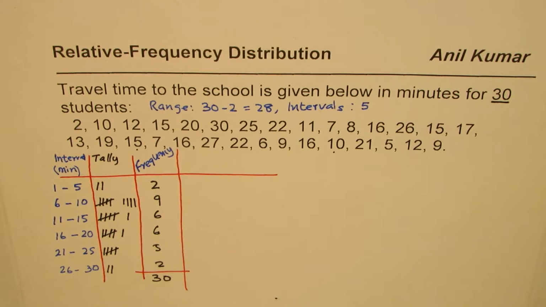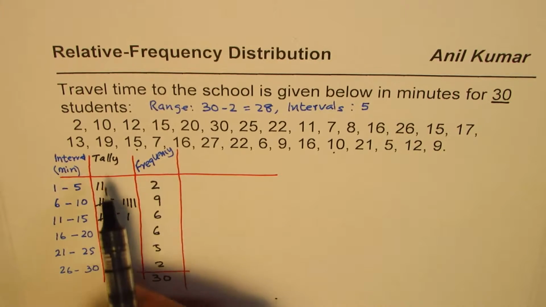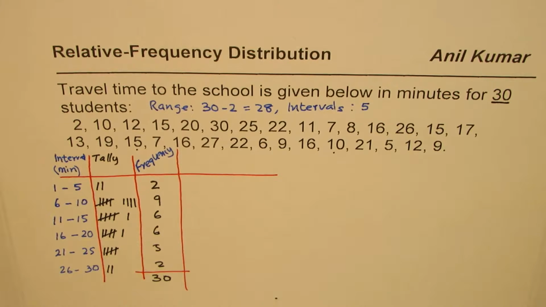Okay, good job. So that is one thing correctly done. If you get an error here, you have to redo your tally chart. That's very important. Now, once we get the frequency, at this stage, we can actually sketch a graph to represent the data.